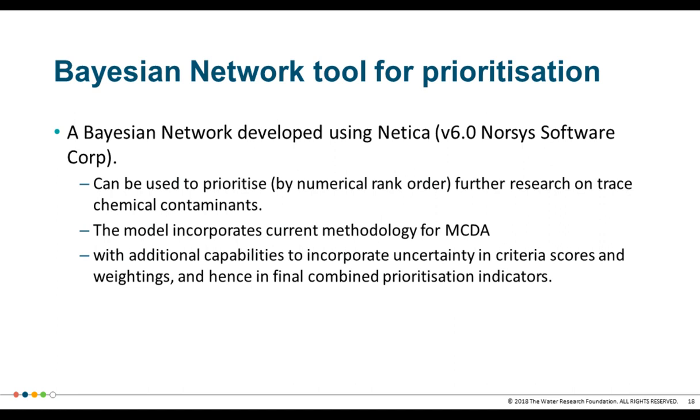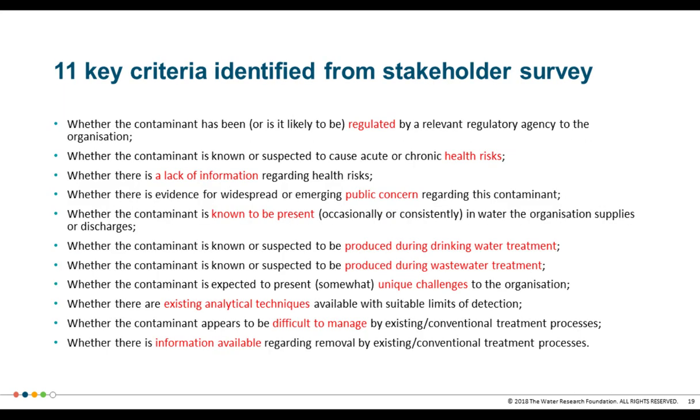So a Bayesian network, and the way that we've constructed it now, can be used to prioritise by numerical rank order further research on the various trace contaminants that we identify. It incorporates standardised current methodology for multi-criteria decision analysis, and then the additional thing that we've added to that methodology, because it's essential in this particular application, is to incorporate uncertainty. We're making assessments, we're making judgments about particular chemicals and criteria with imperfect information. So there's always uncertainty, and we wanted to be able to capture that uncertainty in the process so that the final conclusions that we draw at the end properly reflect the uncertainty that went into the input data.